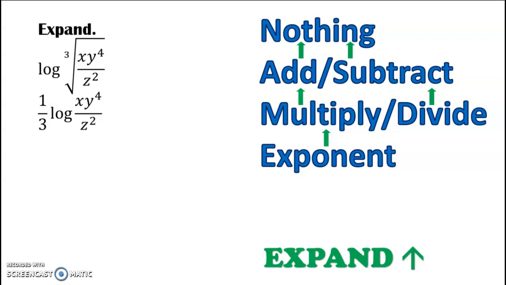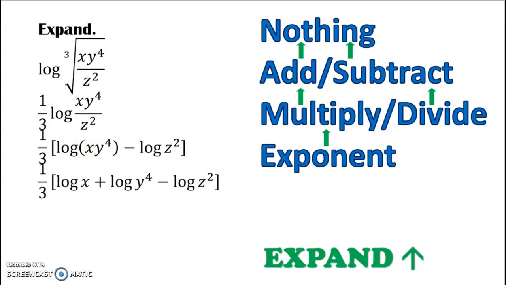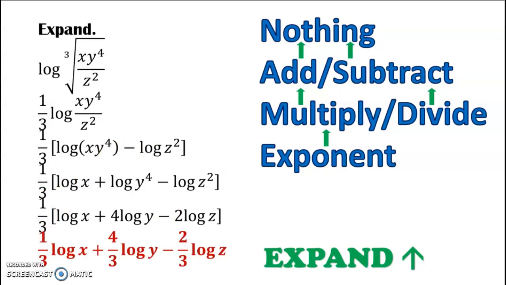Now that we've taken care of the root, we'll handle the division next. So we split it up with division. Now we can deal with this first logarithm here, and we can split this up using addition. And then we can pull the 4 out front. And then, oh, I'm sorry, I did the z at the same time, right? Pulled that 2 out front there. Notice that this 1/3 stayed the whole time. And then I would go ahead and distribute it.